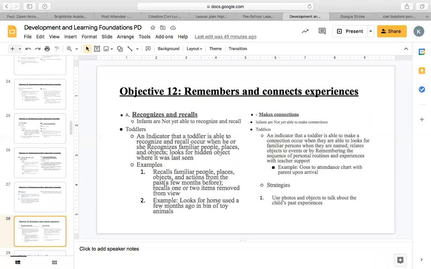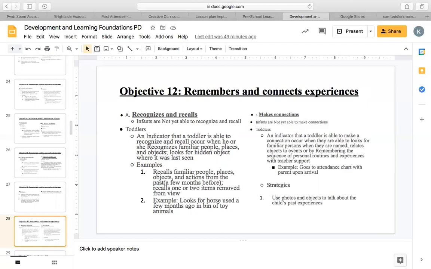Objective 12, remembers and connects experiences. Recognizes and recalls. Infants are not yet able to recognize and recall. Toddlers. An indicator that a toddler is able to recognize and recall occurs when he or she recognizes familiar people, places, and objects. Examples, recalls familiar people, places, objects, and actions from the past. Example, looks for horse used a few months ago in bin of toy animals.